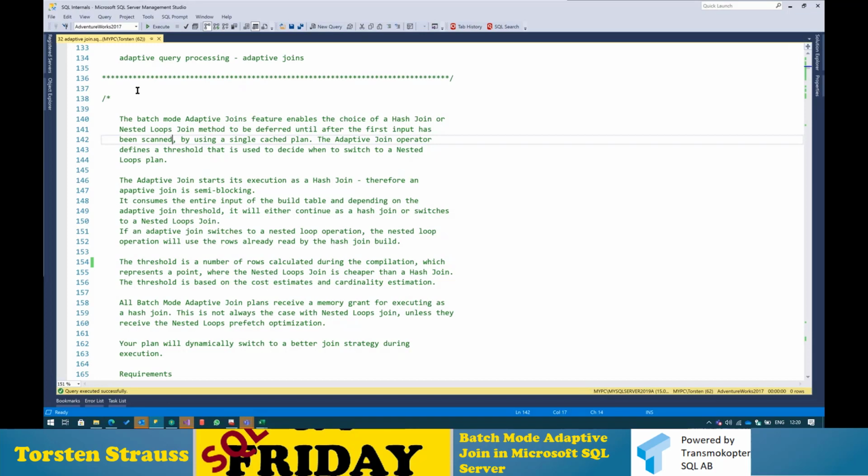But nevertheless, the idea is to always start with the hash join algorithm, which means to always start with the so-called build phase. And once SQL Server or the engine detects that the specific calculated threshold is reached, SQL Server automatically uses the nested loop join.